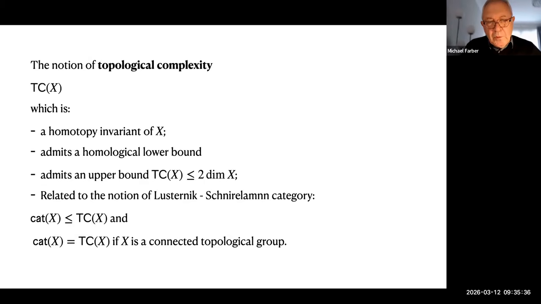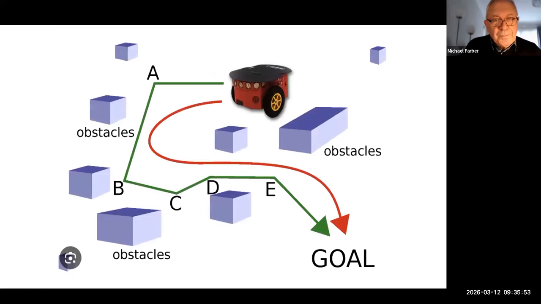It admits a homological lower bound, and admits an upper bound in terms of the dimension. It is related to the Lusternik-Schnirelmann category, and sometimes it is equal to the Lusternik-Schnirelmann category in the case of a topological group. So this is again the picture where we have a robot which moves between obstacles, and the obstacles are stationary.